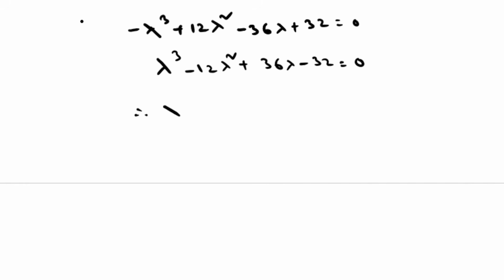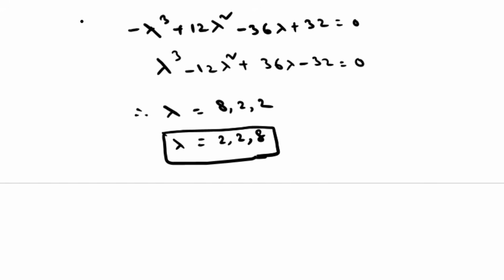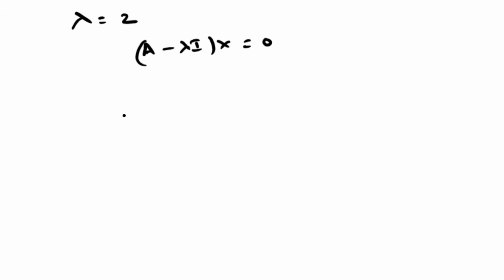Therefore the values of lambda are 8, 2, 2 or 2, 2, 8. These are the eigen values. Corresponding to lambda equals 2, for lambda equals to 2, A minus lambda I times X equals 0.